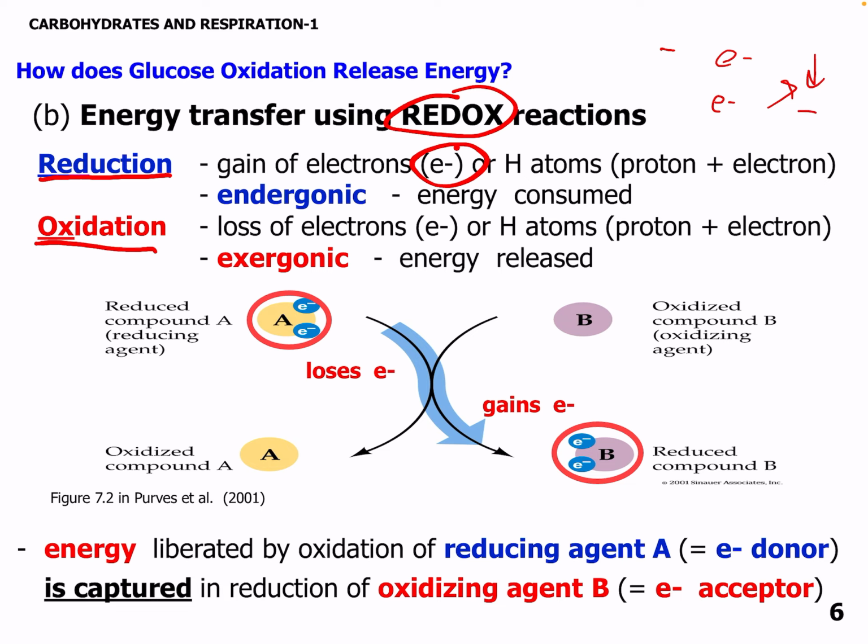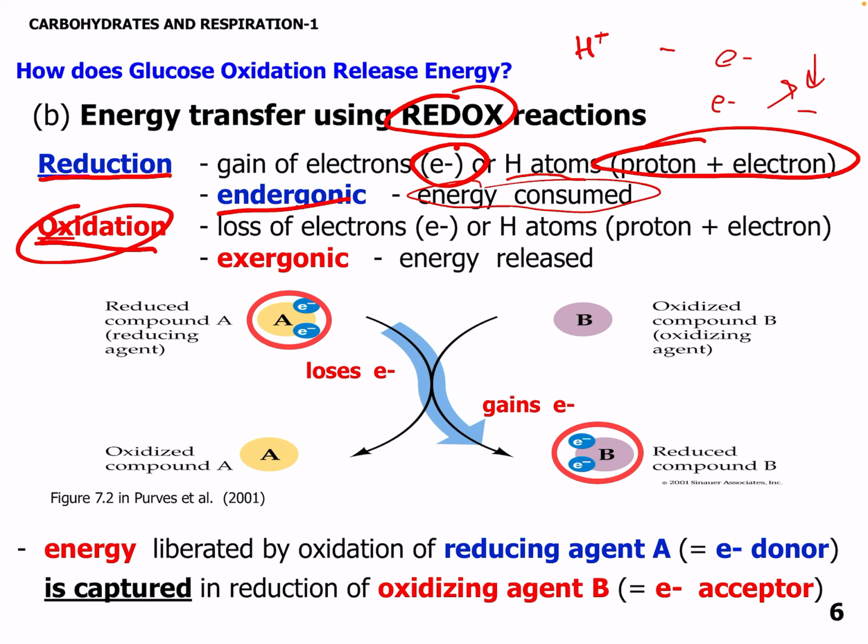So we can have the gain of electrons, which again are negative, or hydrogen atoms, or a proton plus electron, so this is usually denoted as hydrogen ion. This is endergonic, again, energy is consumed when we gain. So in oxidation, which is the loss of electrons, if you think about it again, losing electrons, they are going away. This cell will have a lower negative charge. So it's the loss of electrons or hydrogen atoms, including the proton electron, as we said. And this is exergonic. Energy is released.